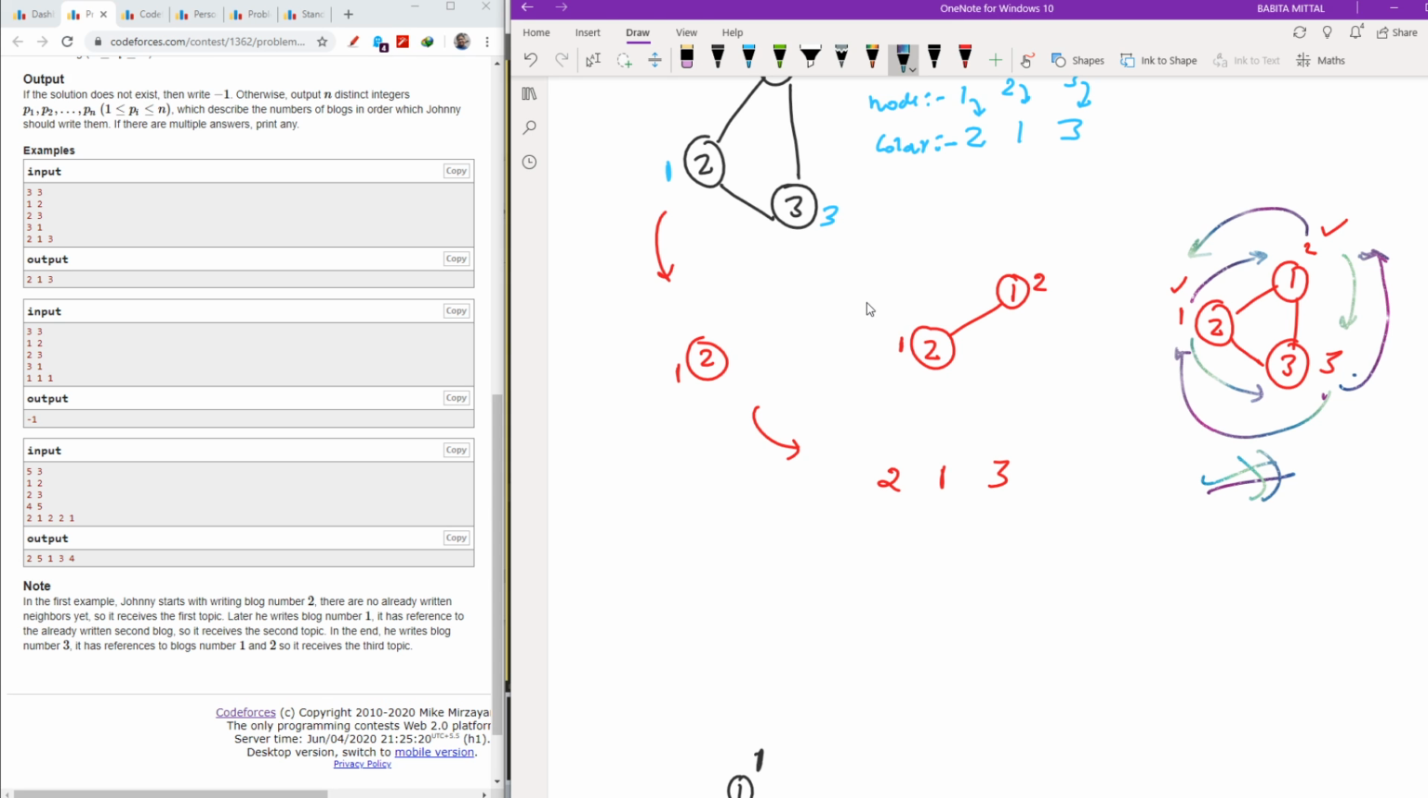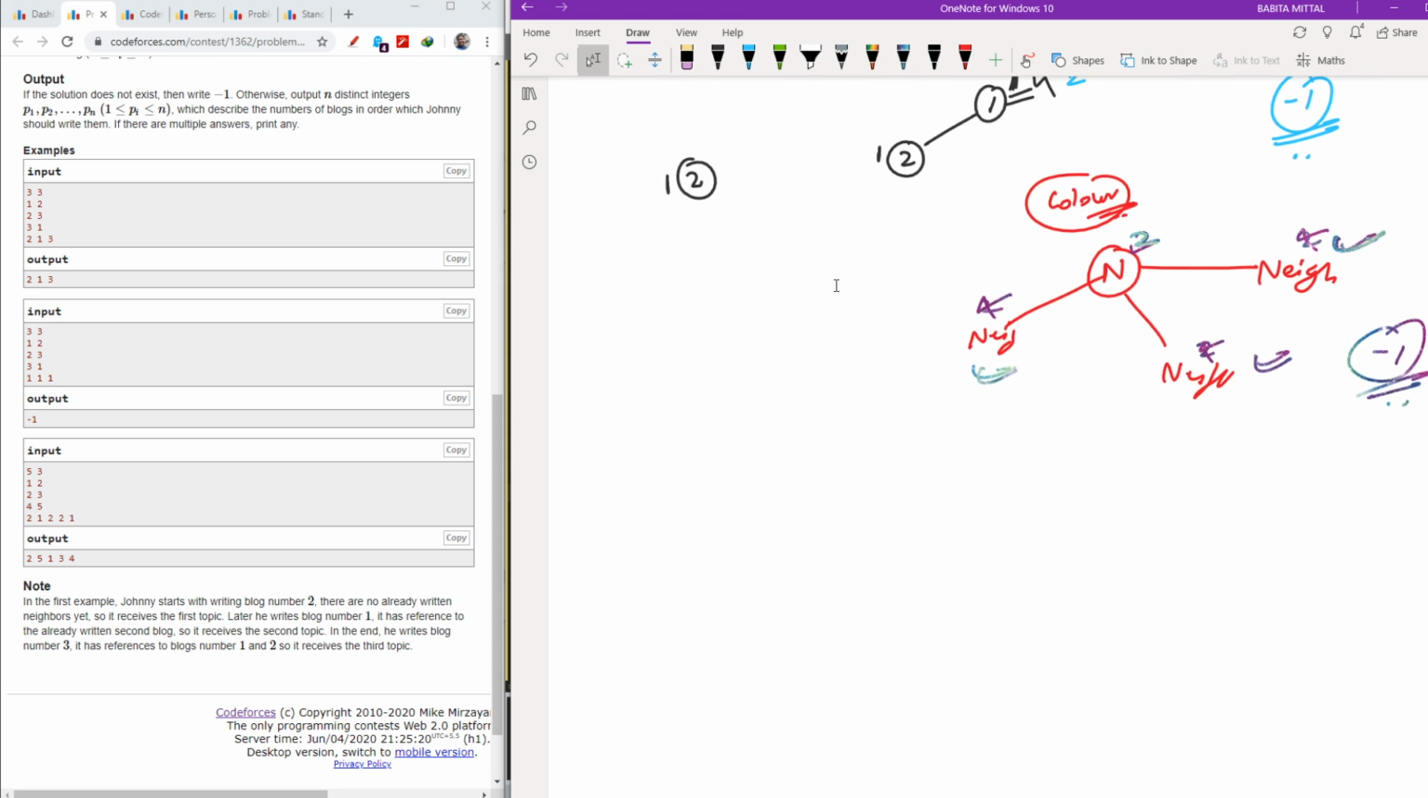So it states that whenever the reference value of a node and its neighbors is equal, then I will print -1. Okay, now, so what's the other case of -1? Let's see.